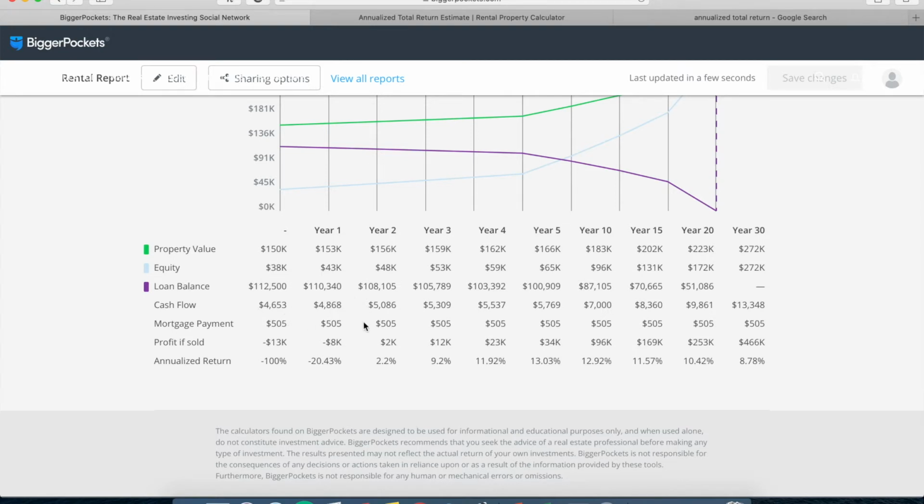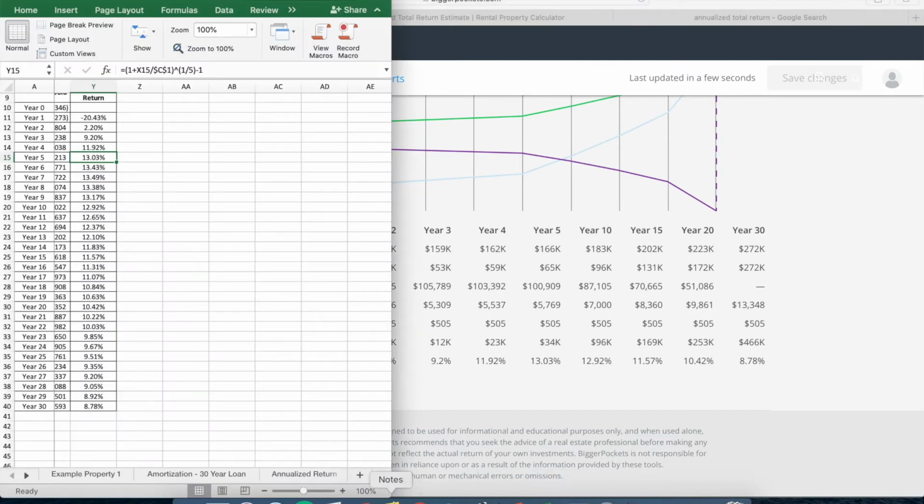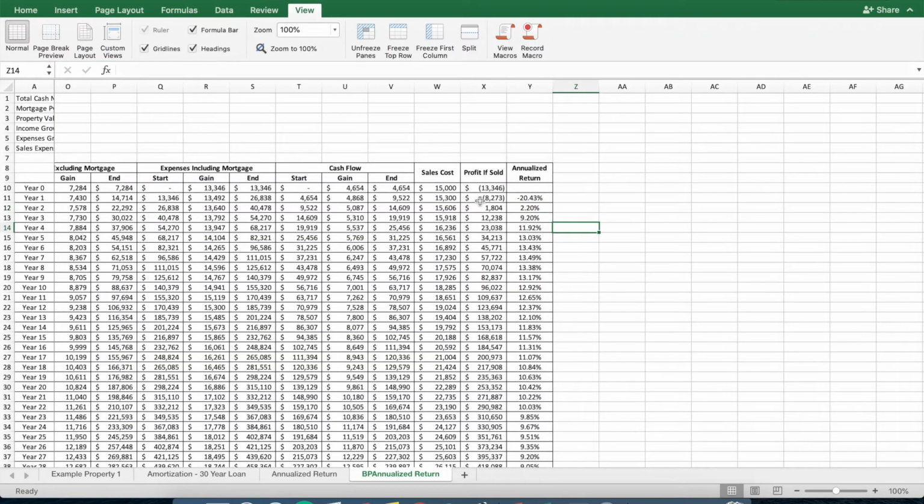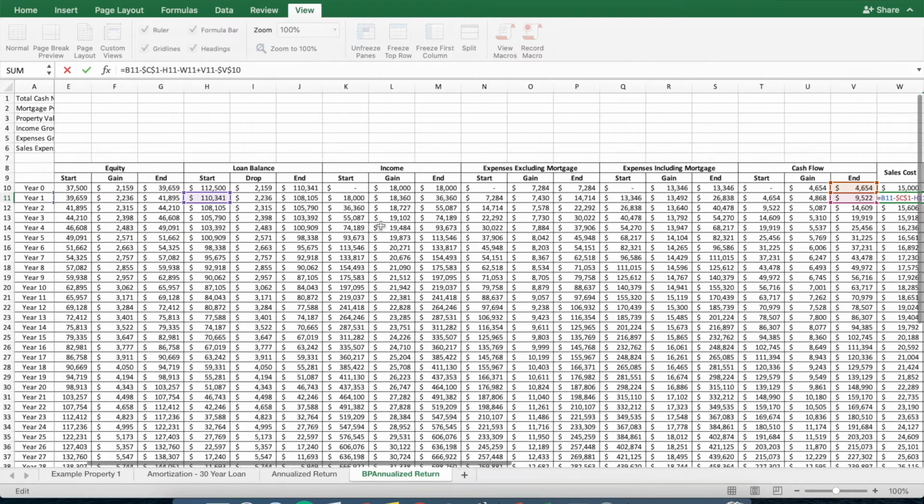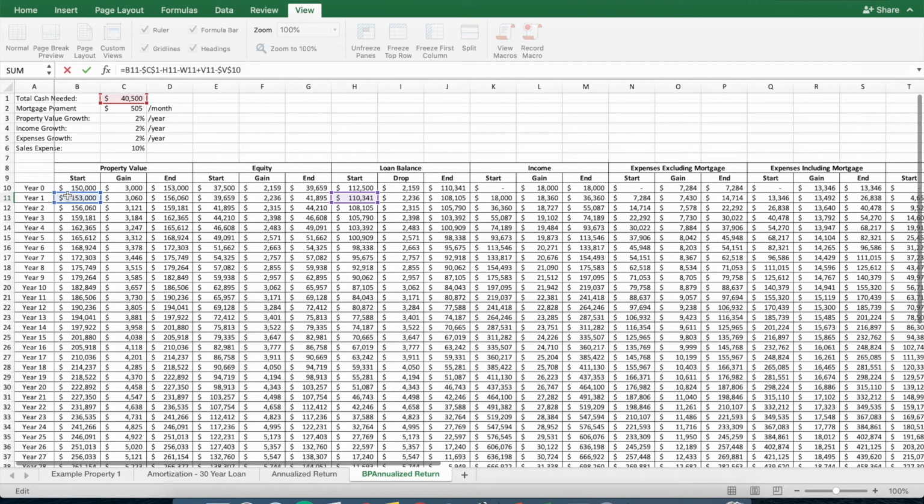But then the numbers get even stranger when you go to the Excel that I was showing you. So let's start with year 1 and let's look at the total profit if sold. Remember that Brandon Turner said that the total profit if sold is the after repair value, which if we scroll over here, we have the after repair value. This is the after repair value essentially at the very end of month 12 or the beginning of month 13. Essentially at the very end of what I would consider year 1, but what the BiggerPockets calculator considers the start of year 1. Then Brandon says you have to subtract the sales expenses.